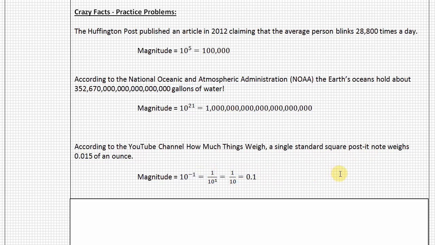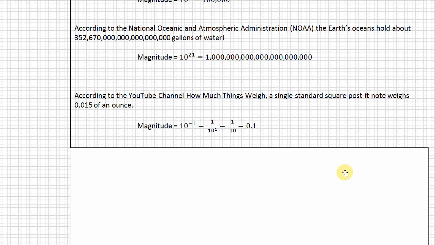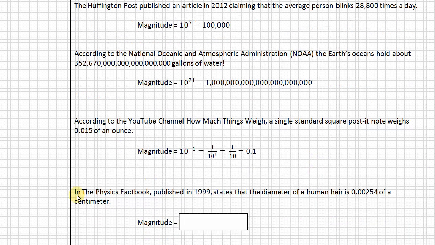Let's do one more. Again, I want to look at one that is represented by a small value. In the Physics Fact Book, published in 1999, it states that the diameter of a human hair, meaning the distance directly through the center of a human hair, is 0 and 254 hundred thousandths of a centimeter. Really pretty small. So we want to see if we can figure out the magnitude.